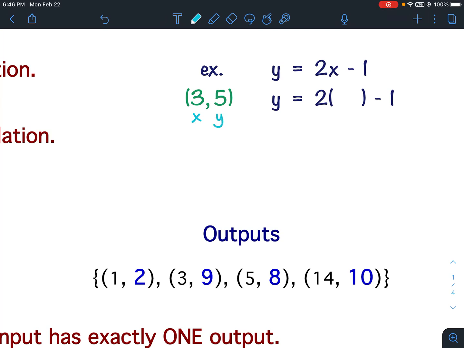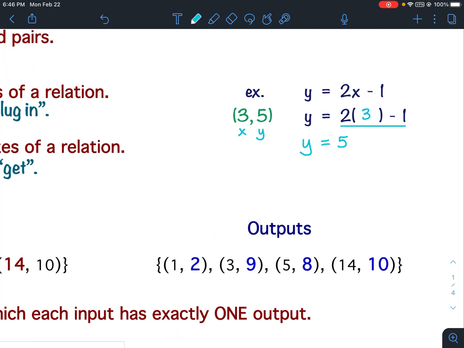So your input is 3. I'm going to replace the x with 3. I'm going to go ahead and do all of that at once. So 2 times 3 is 6, and 6 minus 1 is 5. So the output we got was 5. Our input was 3, our output was 5.